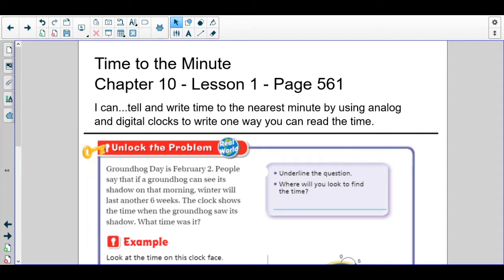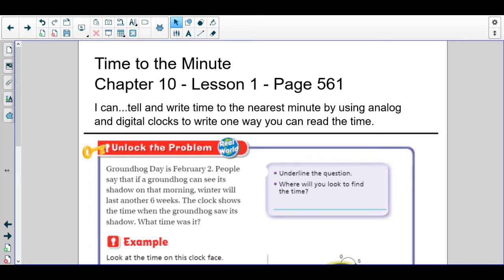New chapter, new lesson, new topic. So, if you would be so kind, please turn to chapter 10, lesson 1, page 561. This is in your volume 2 GoMath book. There at the top you can see: I can tell and write time to the nearest minute by using analog and digital clocks to write one way you can read the time.